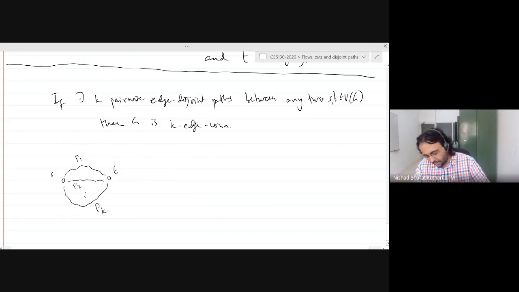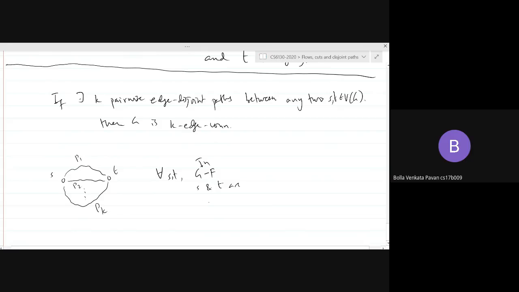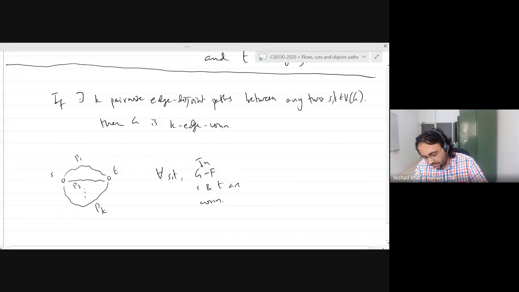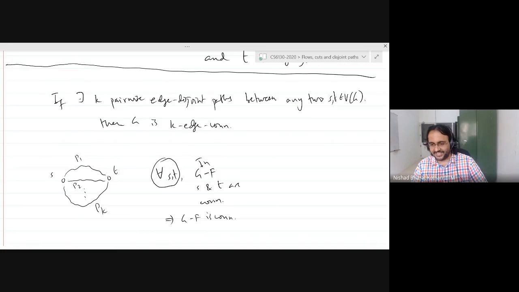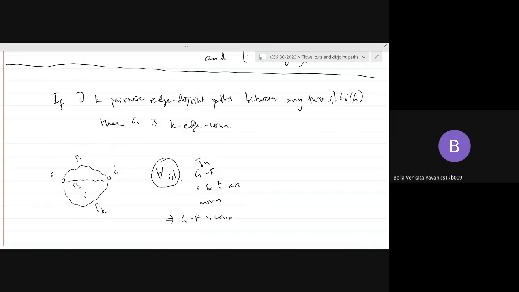I see, I see. So you're right. So basically, what you are doing is you are saying that for all s comma t, in G minus F, s and t are connected. And since this is true for all pairs of vertices, it basically means that the graph itself is connected. Is that right? Yes. So that is a correct proof. Thanks. Thanks, Pawan.